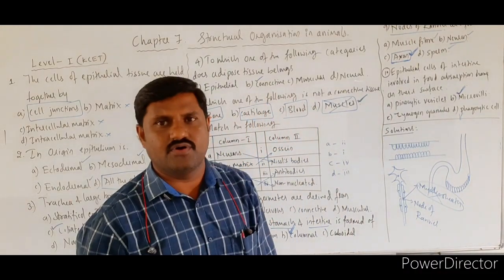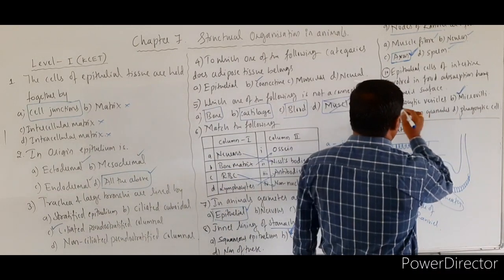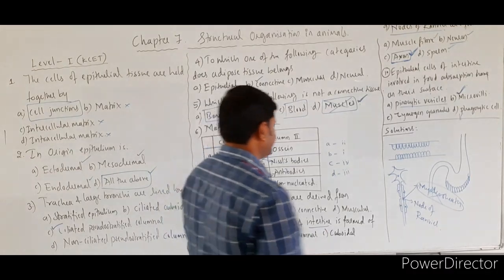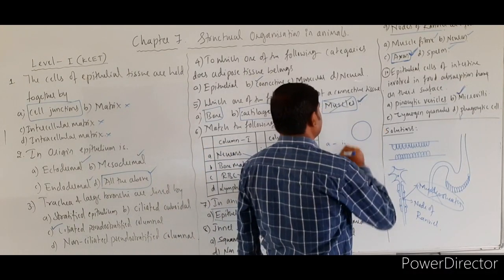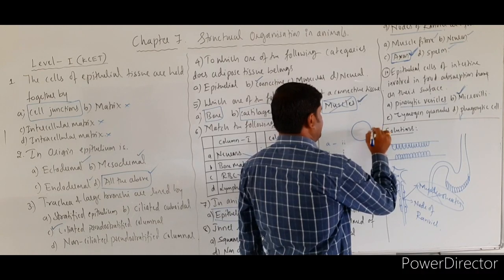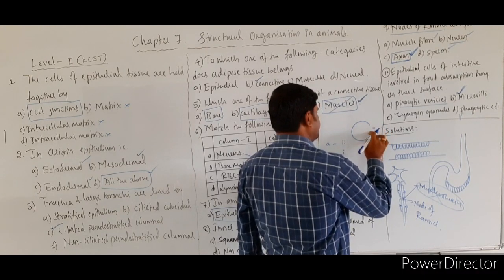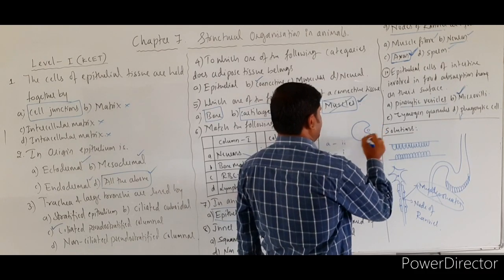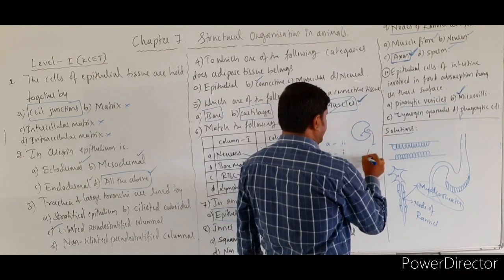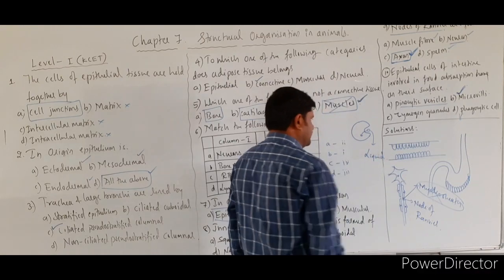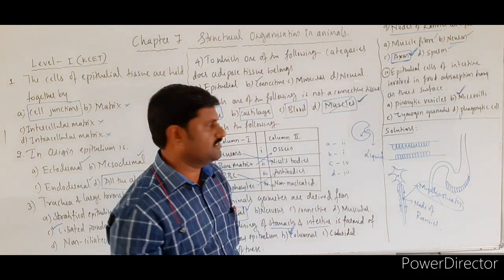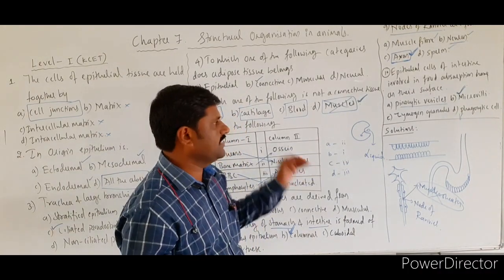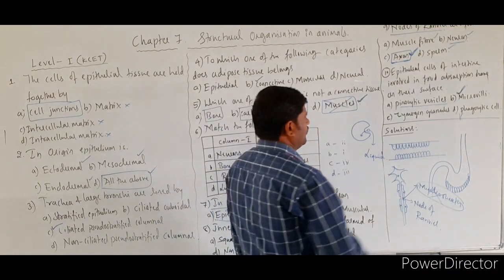Microvilli, right? Then pinocytic vesicles. What are these pinocytic vesicles? The question arises. See here, these are the specialized cells. On the surface, these cells engulf liquid substances by stretching the surface of their membrane. Engulfing of liquid substances by specialized cells is called pinocytosis, and they form pinocytic vesicles.